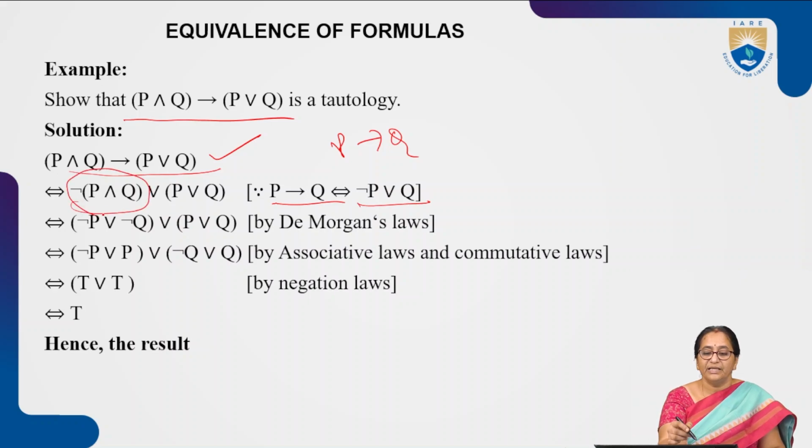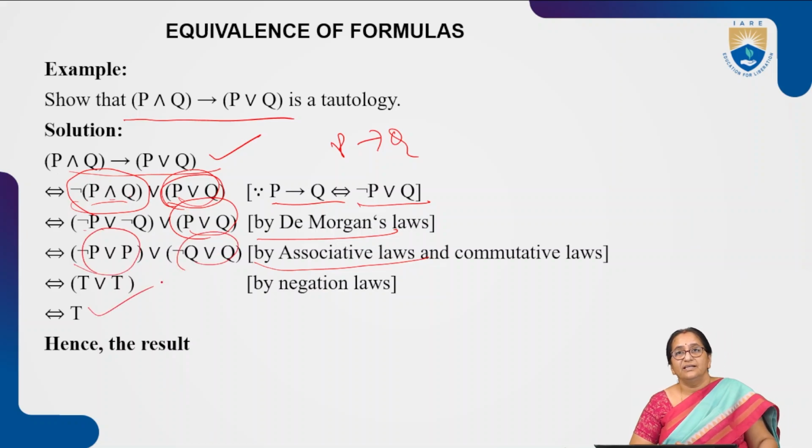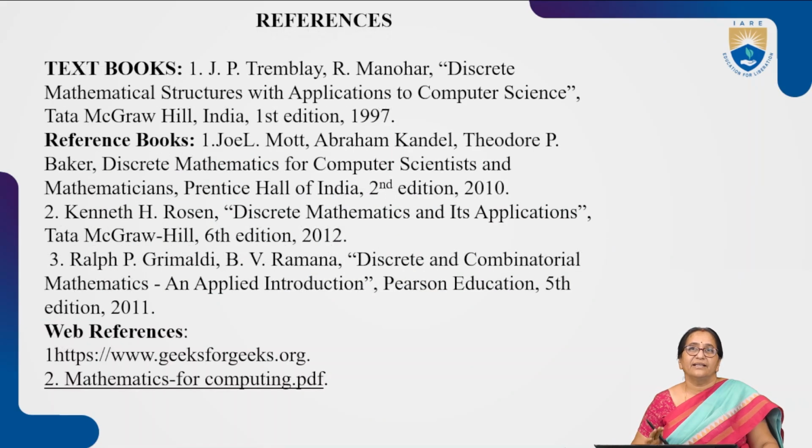This is negation of P or Q. So, by using the De Morgan laws, negation of P and Q is negation of P or negation of Q. Now again by using the associative law, this is P or P or Q or R. Its value is T, so our value is T. Like that, here we are having the truth value as T itself. Like that we can identify.